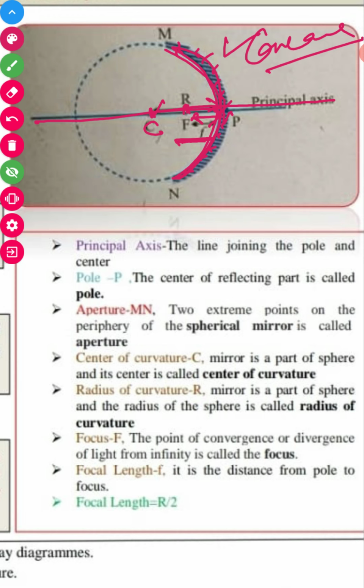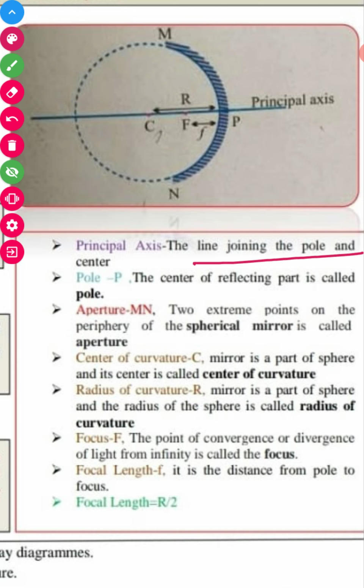So all these points are very important while making the ray diagram of a spherical mirror. First we have the principal axis, the line joining the pole and the center of curvature. The pole is the center of the reflecting surface. Aperture, this is M, the extreme points of the periphery of the spherical mirror, is called the aperture.